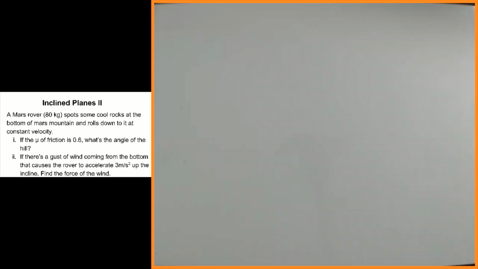So the question is, a Mars rover, 80 kilograms, spots some cool rocks at the bottom of a Mars mountain and rolls down to it at constant velocity. If the mu of friction is 0.6, what is the angle of the hill? If there's a gust of wind coming from the bottom that causes the rover to accelerate 3 meters per second squared up the incline, find the force of the wind. Okay, so let's get started with the setup.